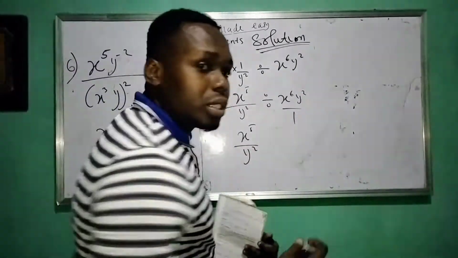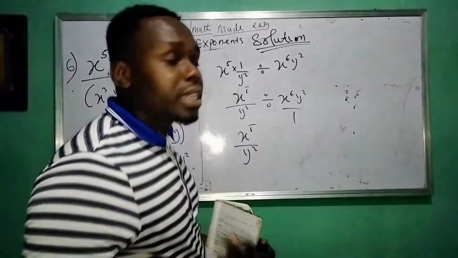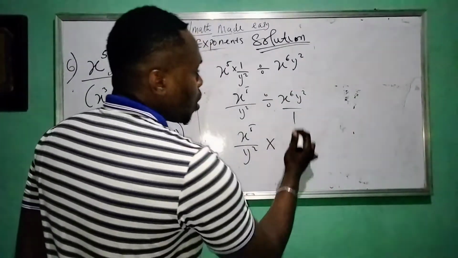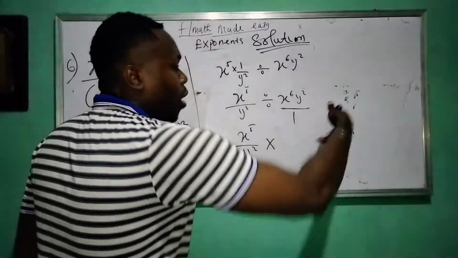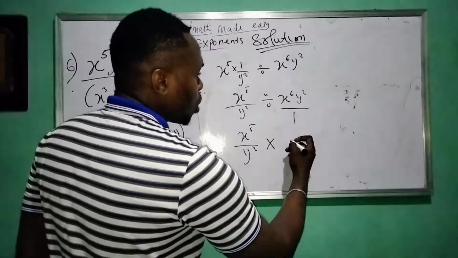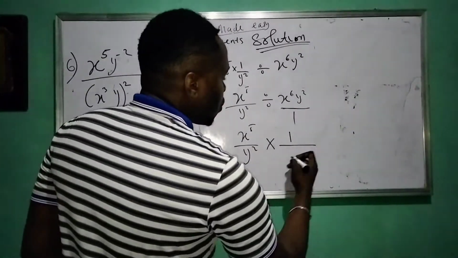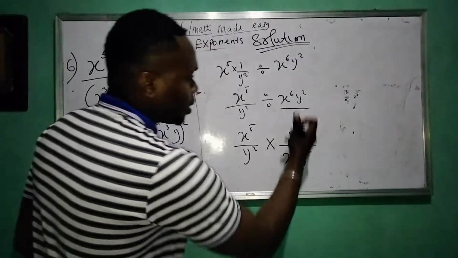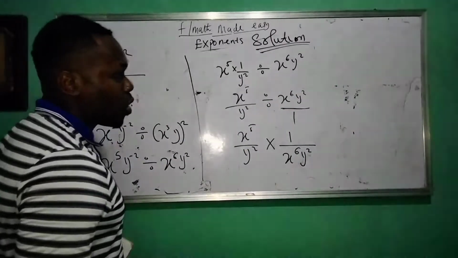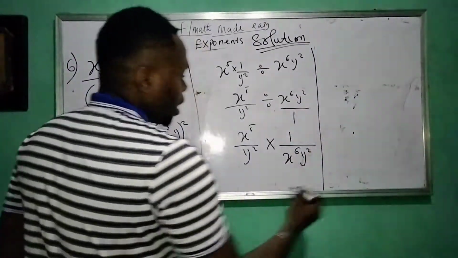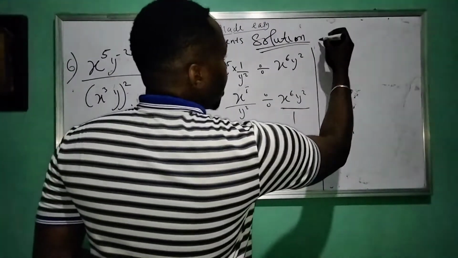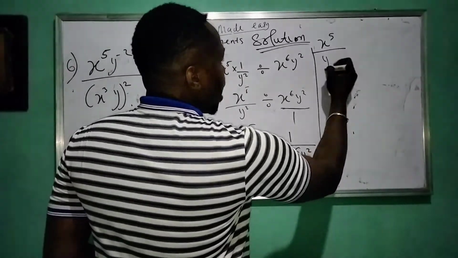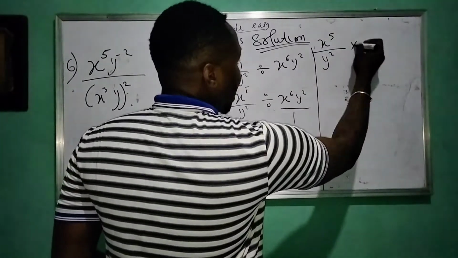I need to take what is called the reciprocal. I need to take the reciprocal of this, so I will turn this division to multiplication. Once I do this, I will flip this. This becomes 1 over x raised to power 6. So therefore, I want to quickly express this. This becomes x raised to power 5 over y times 1 over.